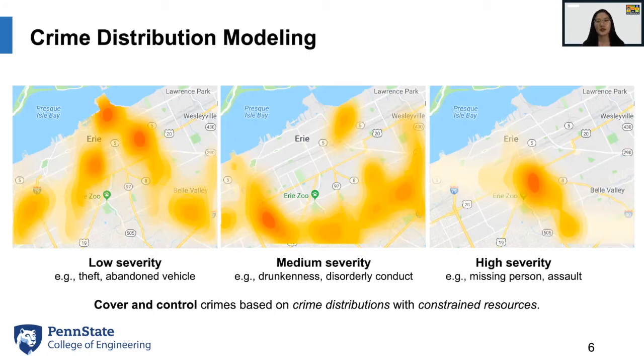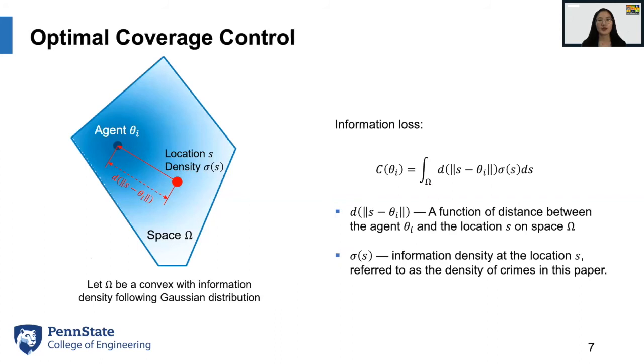The proposed algorithm is implemented to cover and control crimes based on the crime distributions with constrained resources. In this figure, omega is a convex space with information density following Gaussian distribution. If we only have one law enforcement agent, theta I, to control this region, intuitively, we will place the agent at the location with the highest density to minimize information loss.